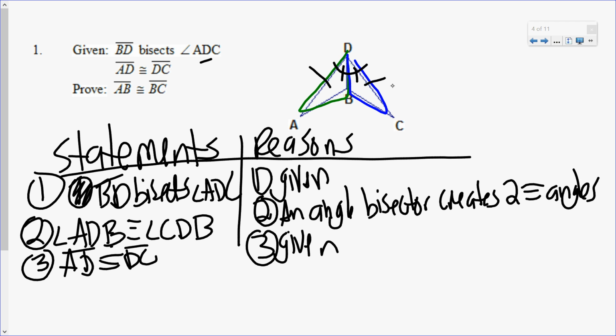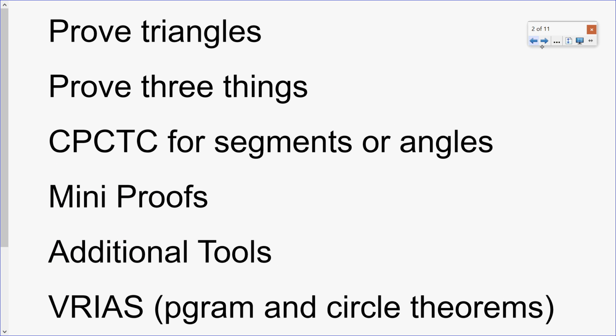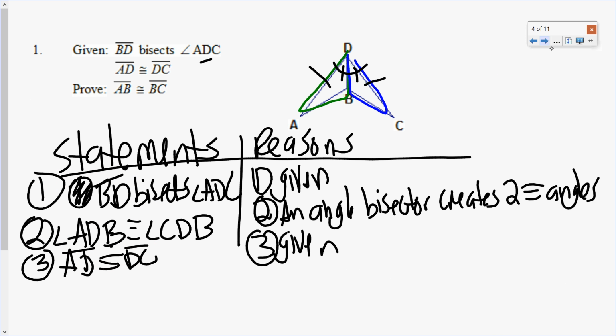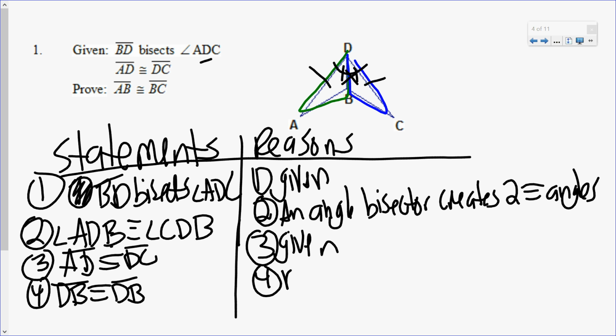I need three. I'm out of givens. So when I run out of givens, it's time to go on to my additional tools, which for now is just V and R. We haven't talked about IAS yet. We're going to look for vertical angles and reflexive property. Which do I have here? I have reflexive property. So I'm going to state that DB is congruent to DB. Reflexive property.